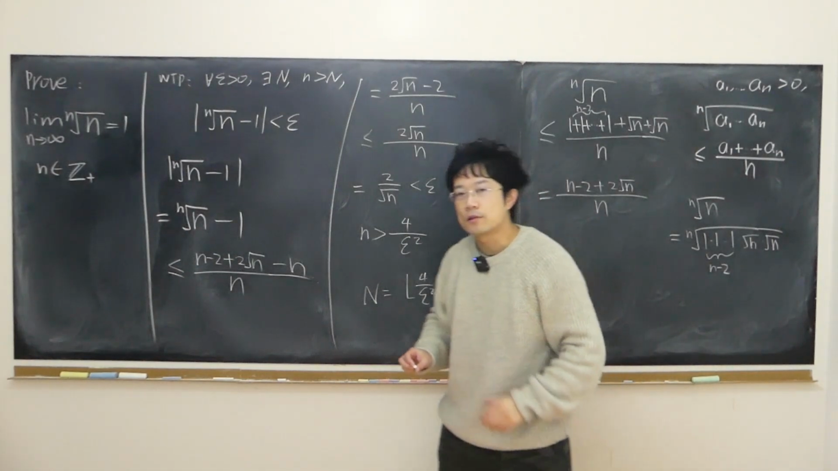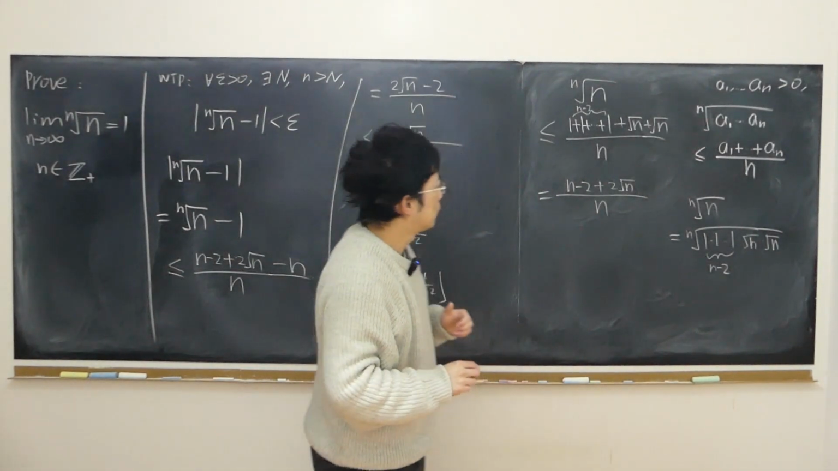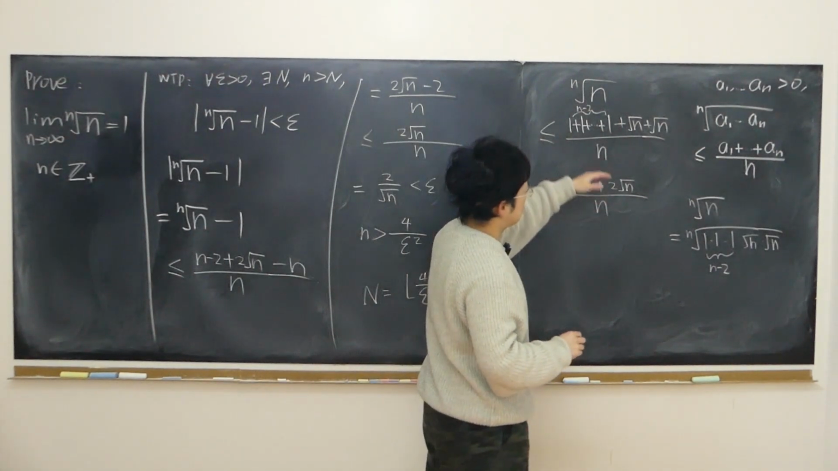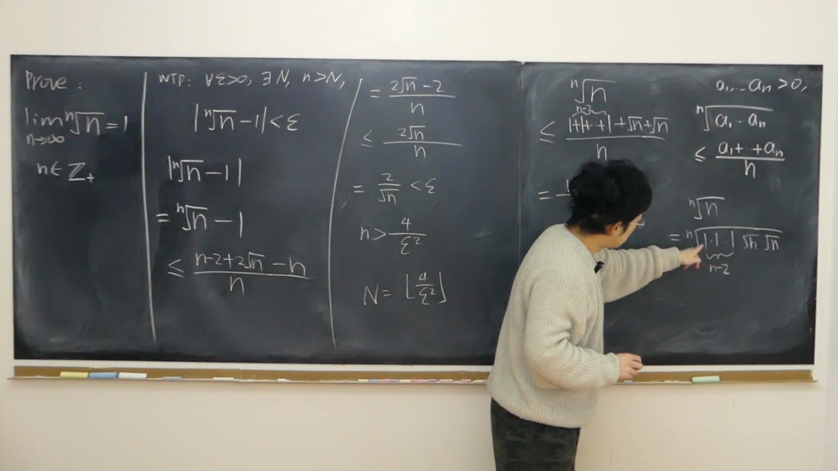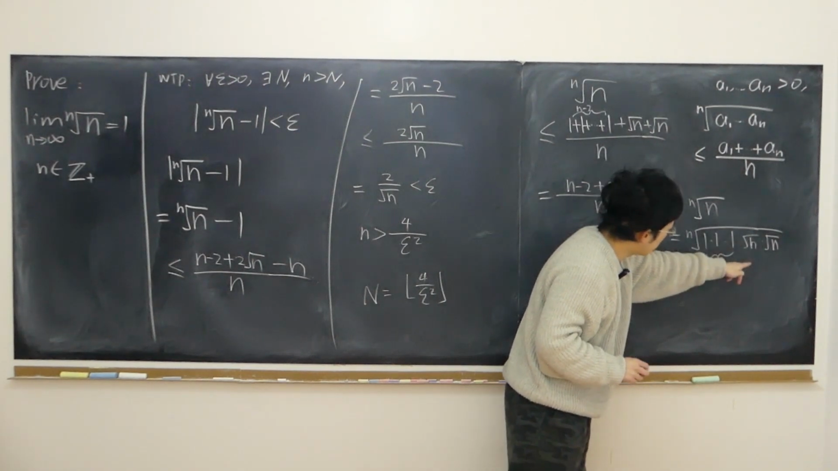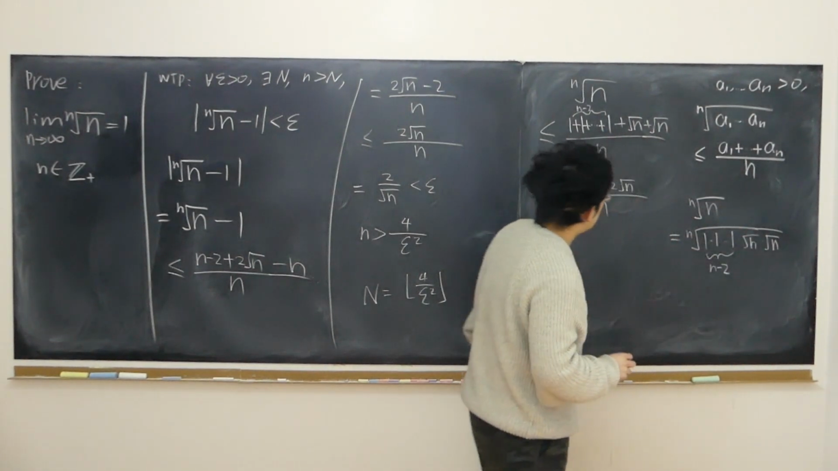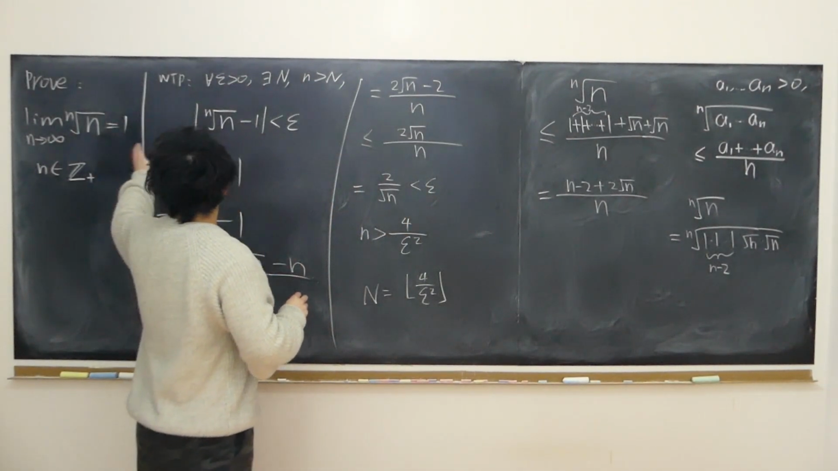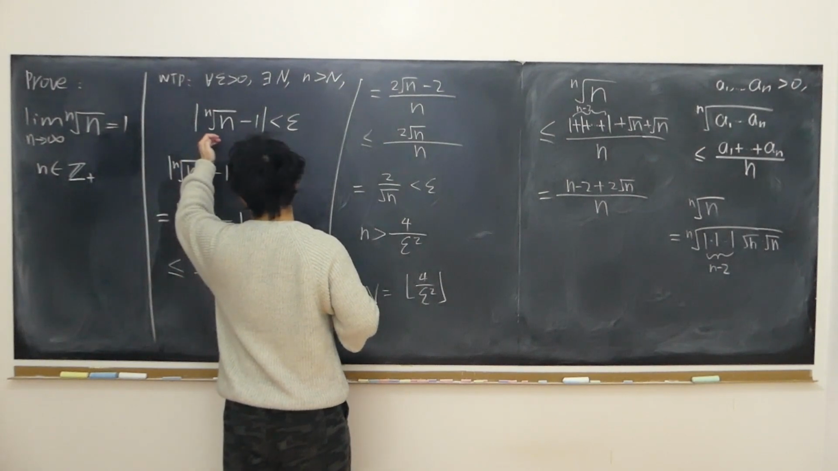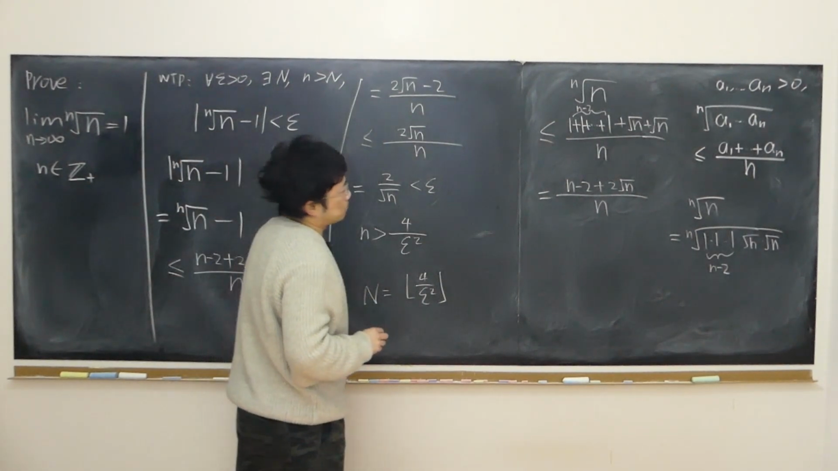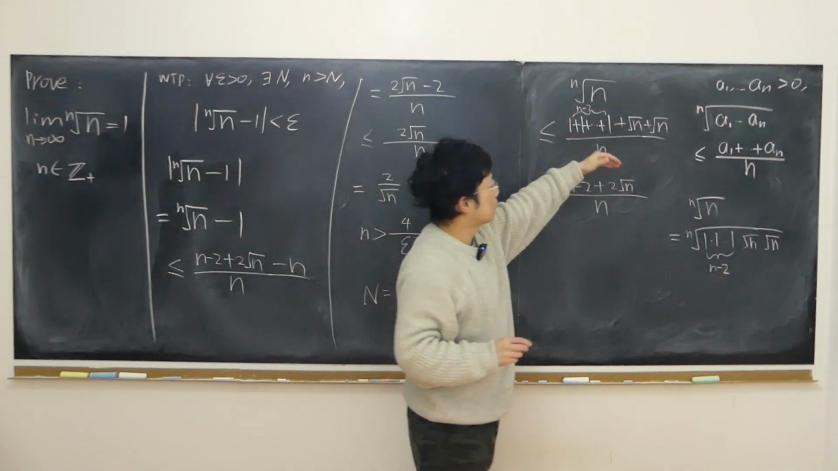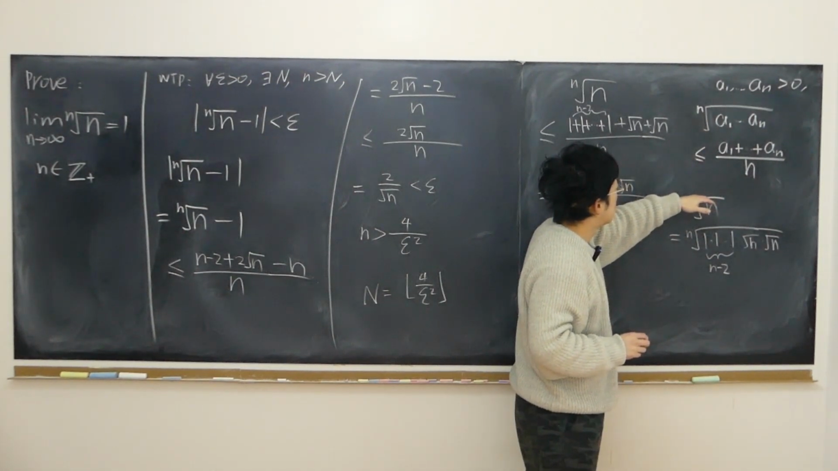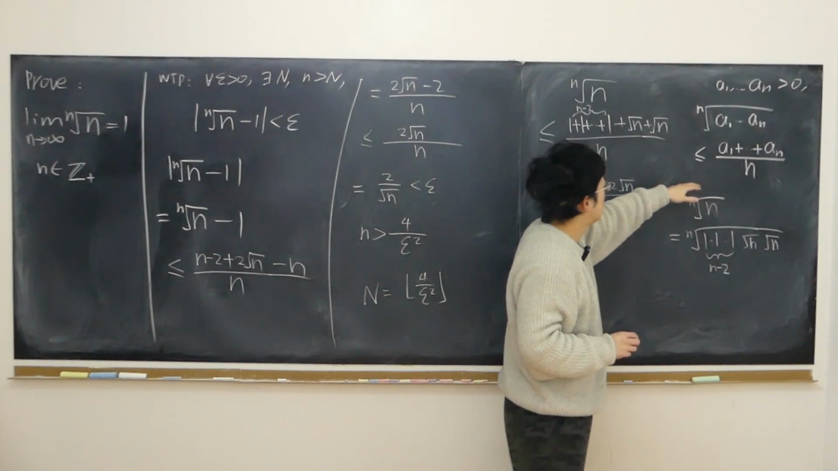Now, what's the motivation of me writing n into 1 times 1 times 1 times square root of n times square root of n? The motivation is that as soon as we see the nth root of something, that motivates us to use the AM-GM inequality. That is a very common technique in analysis.